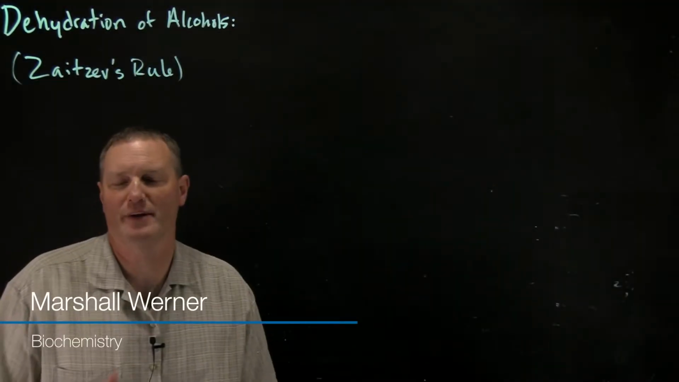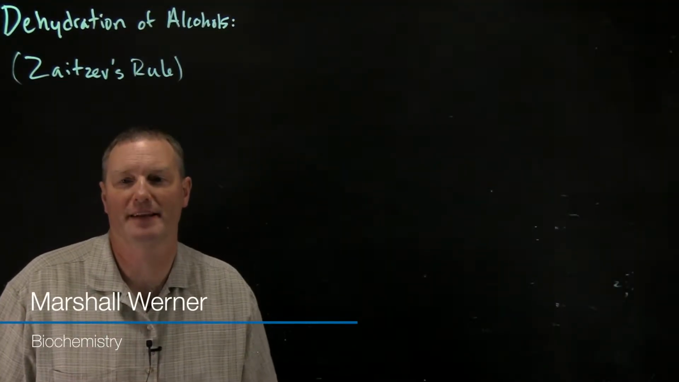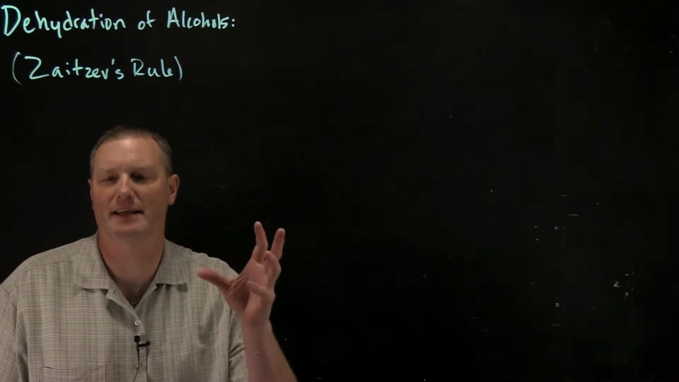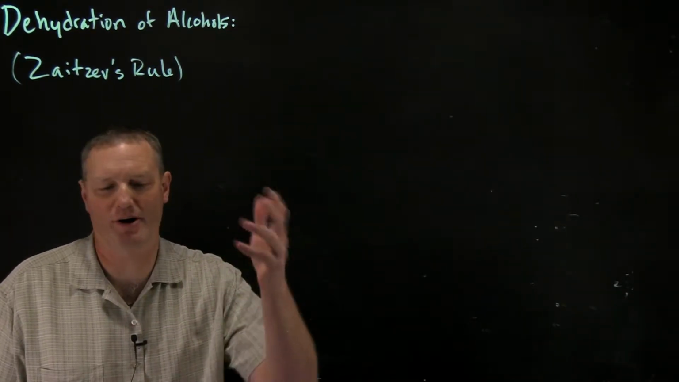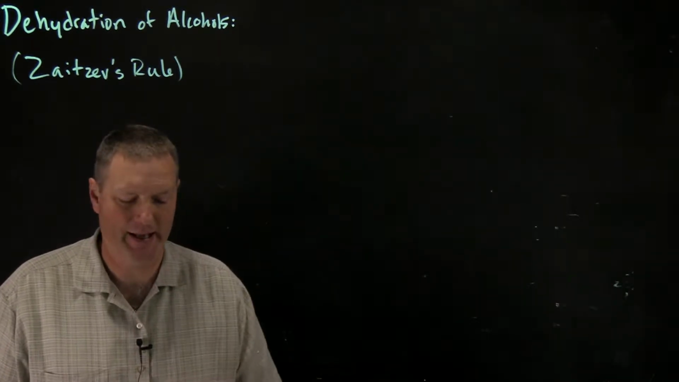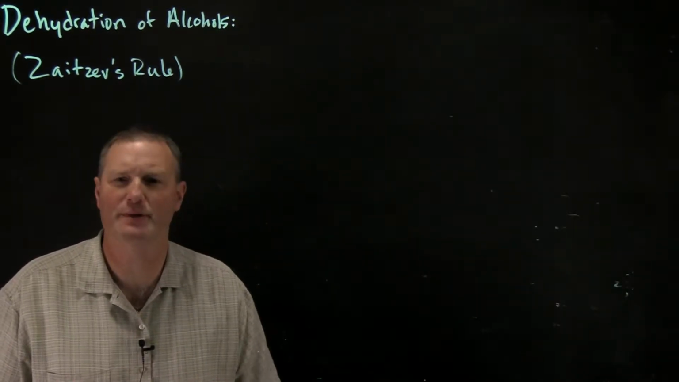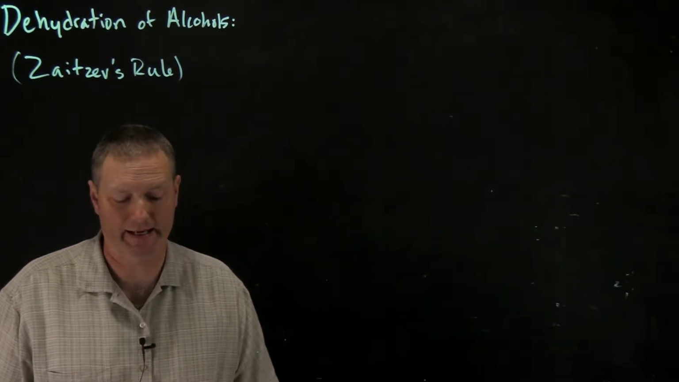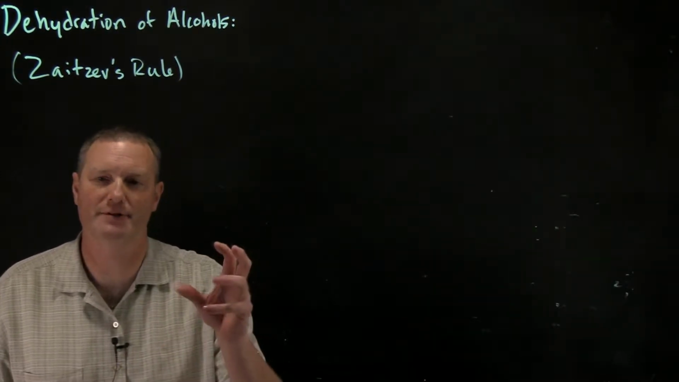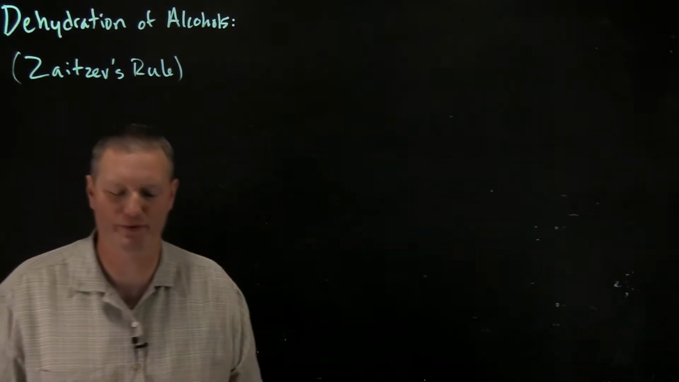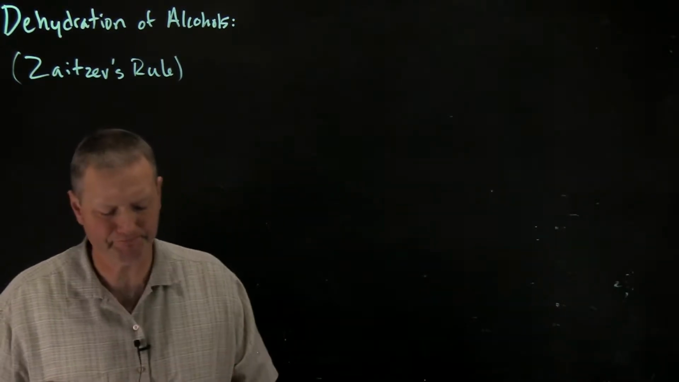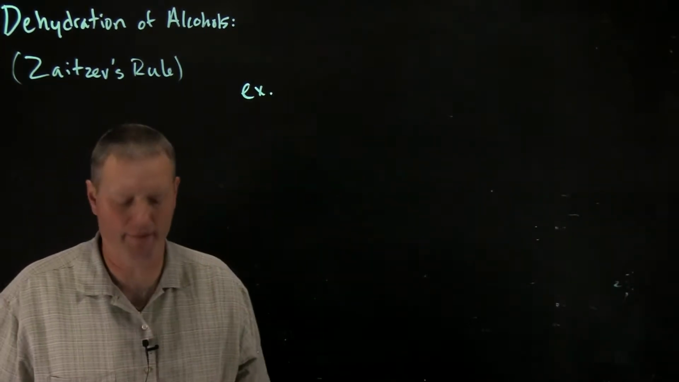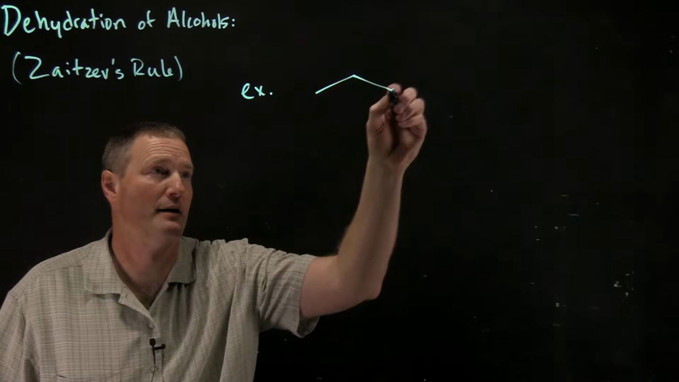So in the previous video where we discussed the mechanism of the dehydration of alcohols, we were discussing a very simplistic, symmetric alcohol, which was cyclohexanol. But what happens when the alcohol is a little bit non-symmetric? And this is where we're going to start using this rule defined by a Russian chemist called Zaitsev. So if we were to look at another example of an alcohol being dehydrated.